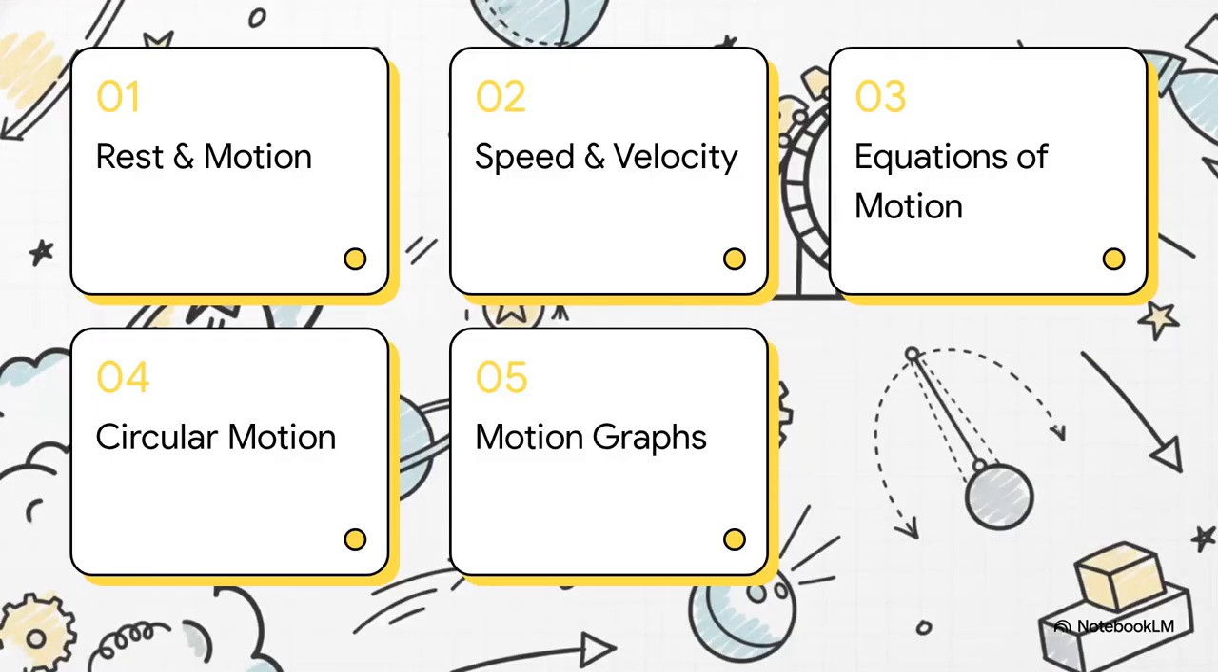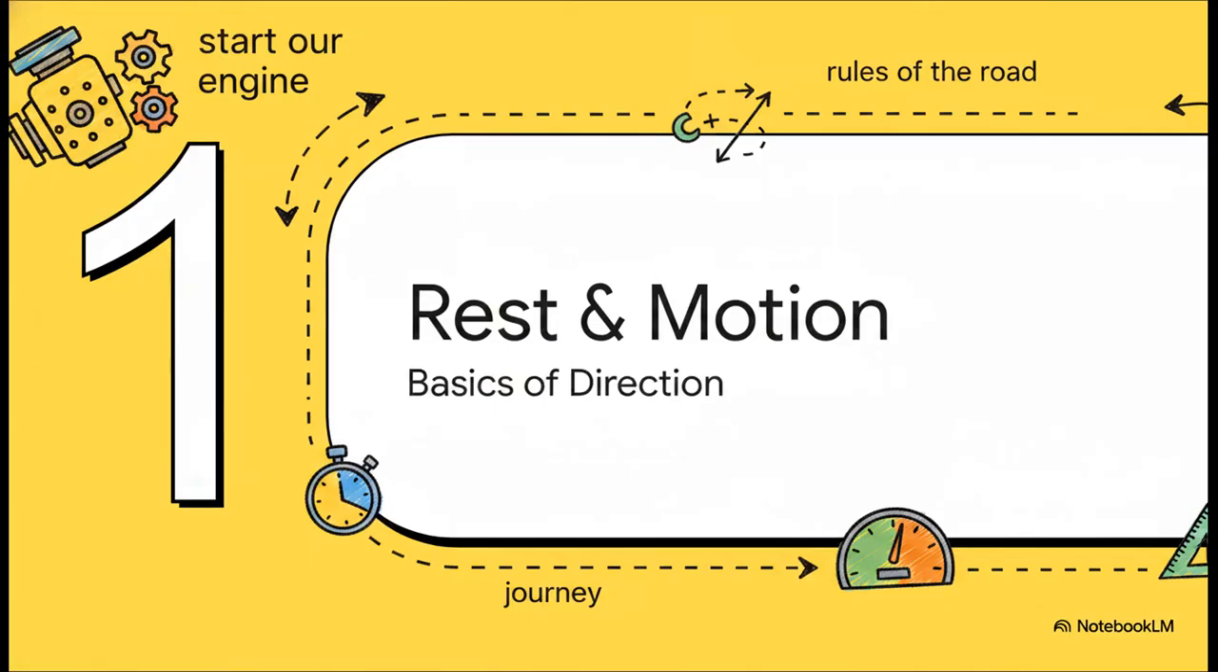To get us fully geared up for any exam question, here's our roadmap for today. We're hitting 5 quick stops. 1. Rest, motion, and direction. 2. Speed, velocity, and acceleration. 3. The 3 equations of motion. 4. Uniform circular motion. And finally, 5. Decoding motion graphs. Let's start our engines with Section 1, Rest, Motion, and Direction.